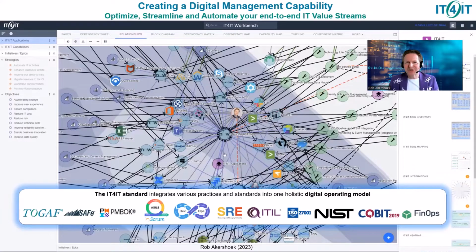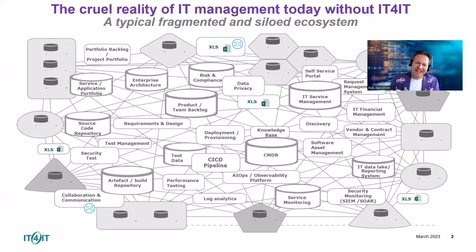Most organizations are busy transforming their IT operating model. But did you know that most of them lack one essential ingredient to become really successful? And that is having a solid IT management architecture in place, an architecture that defines a more integrated and holistic approach to IT management, creating a solid digital management capability.